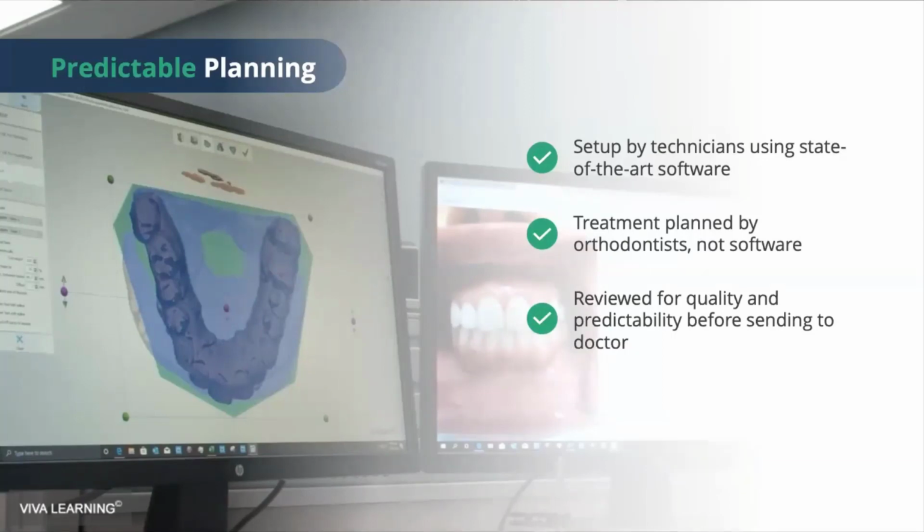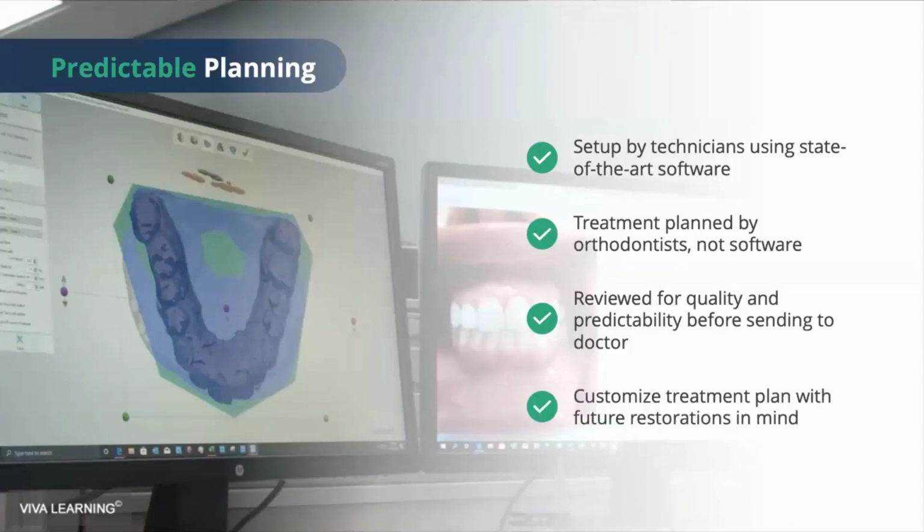There's a lot of hope and push to put all of these algorithms into artificial intelligence. However, it's very difficult to do that because case by case is completely different. And as I will explain later, we're not just working with 3D models in occlusion. So these models, once they're planned, are reviewed for quality and predictability before you even receive them. So that is very important.